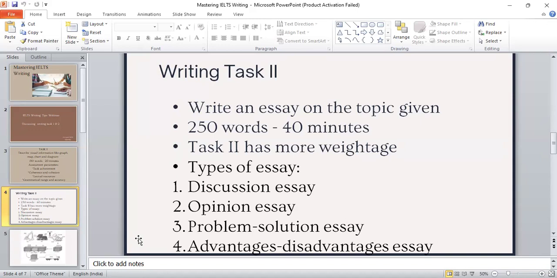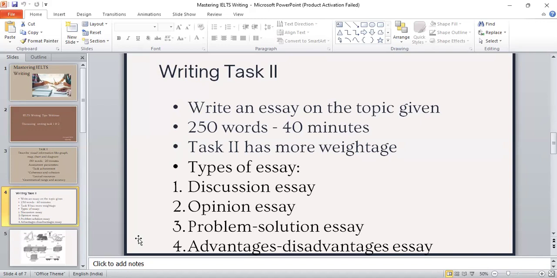If you are giving one advantage of something, you have to justify that by giving an example. It can be from your personal experience or from someone else's experience, and you can also quote a third person. If you don't have any experience of your own, you can quote a third person's opinion in the essay.